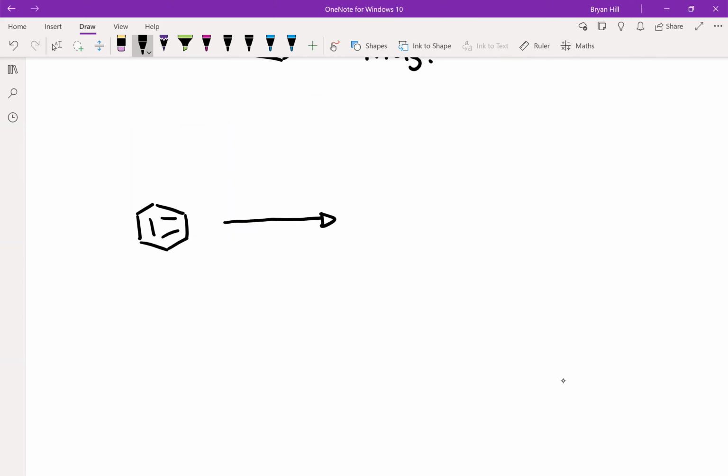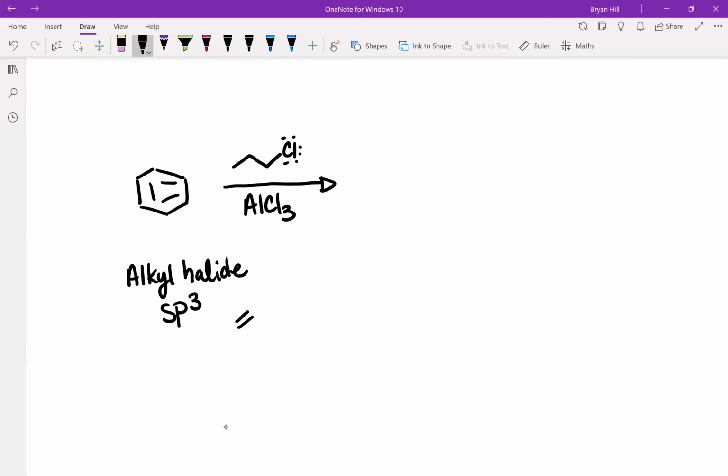So aromatic ring, alkyl halide. So key point, it's an alkyl halide. So that means it is sp3 hybridized. This is and aluminum trichloride. This won't work with a vinyl halide or an aromatic halide. So both of these types of reagents don't work. It's just an alkyl halide.